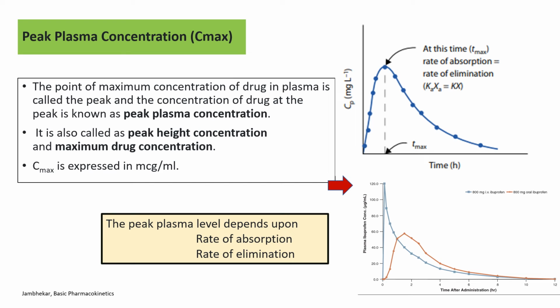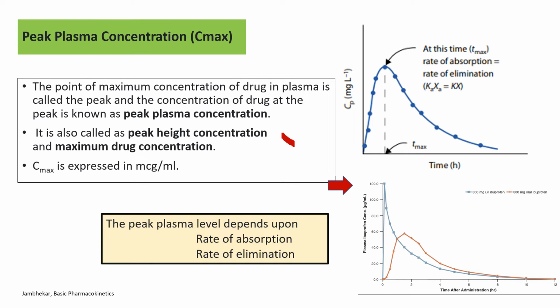Now let's learn some of the basics of pharmacokinetics, some parameters that you need to know about. These are the most important PK parameters. One is Cmax, that is peak plasma concentration. It is defined as the point of maximum concentration of a drug in plasma, and it's called the peak, and the concentration of drug at the peak is known as peak plasma concentration. It is also called the peak height concentration and maximum drug concentration.